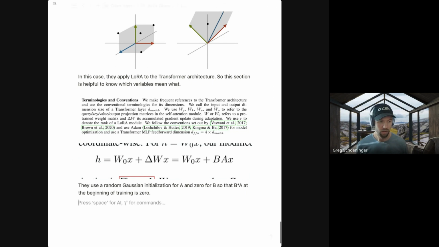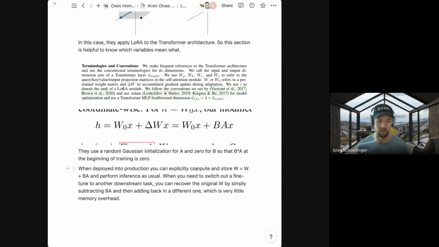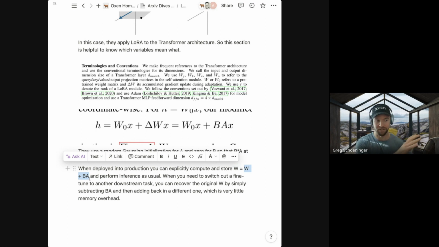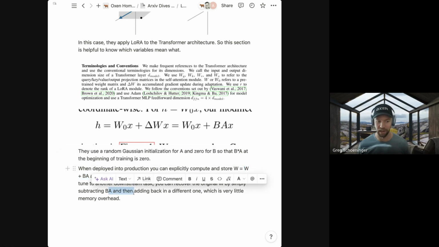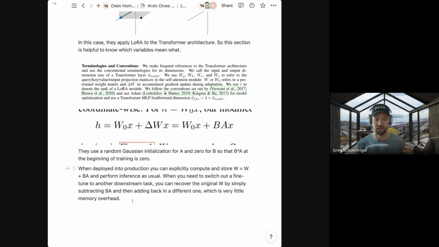Then they mention that when deploying into production, you can explicitly compute and store the new weight matrices as W plus B times A, which we talked about before. And if you added all of those weights in, you can easily recover the original model by just subtracting BA back out and then adding BA back in with a different fine tuning. So it's kind of nice and efficient: you could have one big model loaded into memory, and if a user came in and had a query where you wanted to use a different model, you could just do that quick addition, swap out the fine tuning with very little memory overhead, which is a cool little trick.